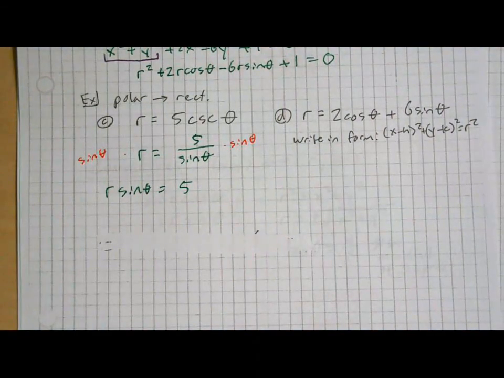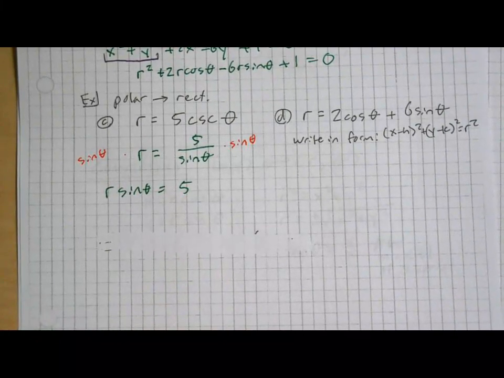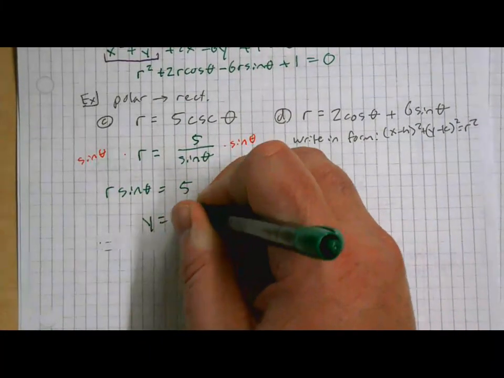Why do we do that? Well, because I wanted an r in front of my sine theta, because r sine theta is y. And now I'm done. So y equals 5.